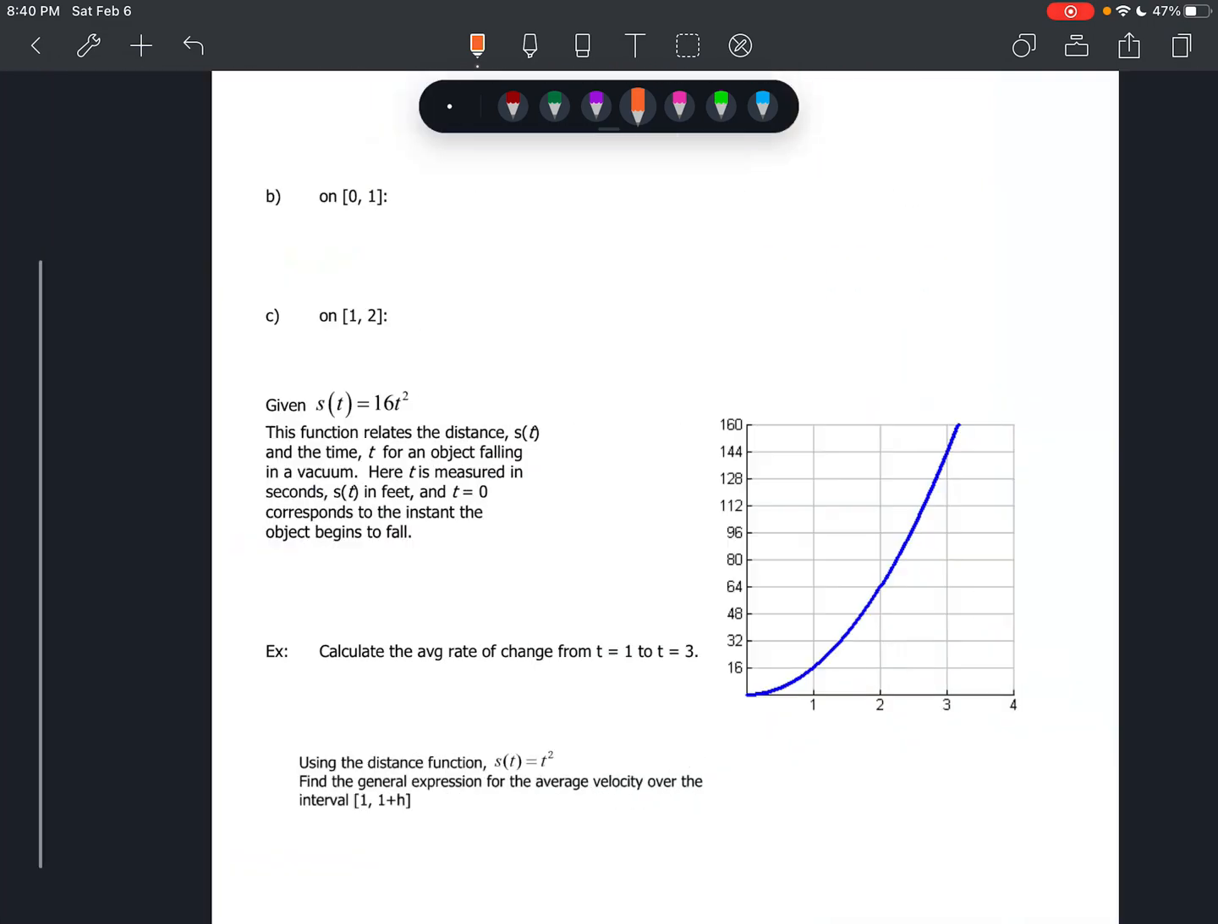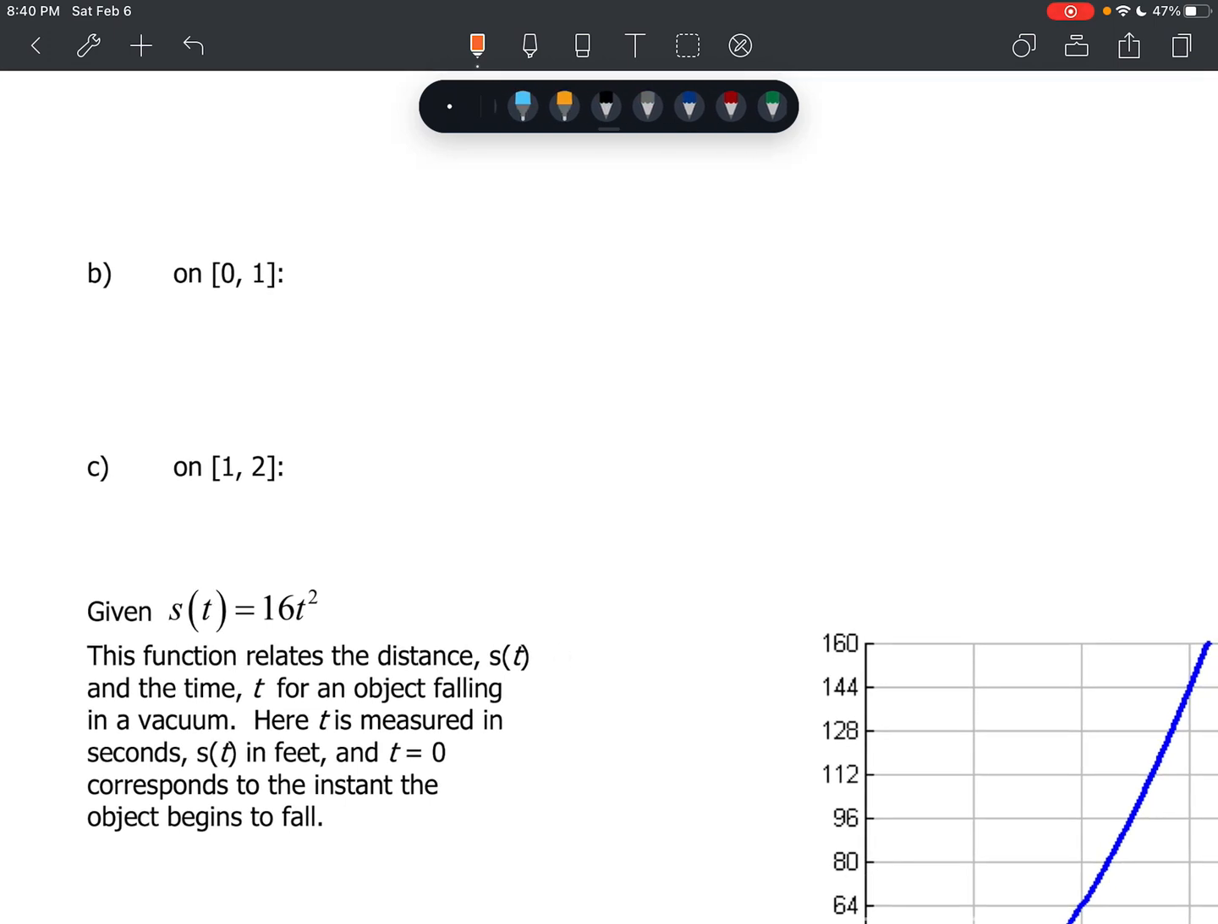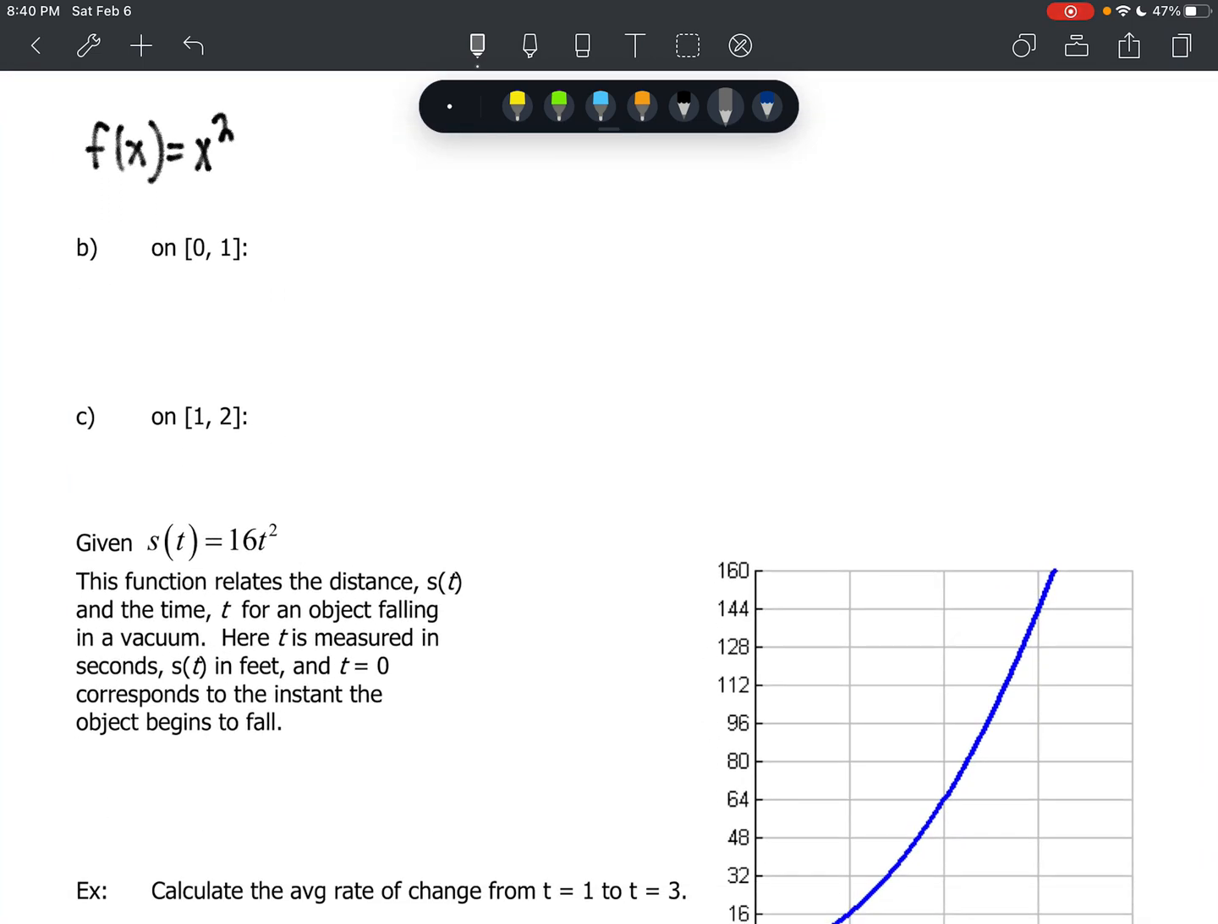Okay, let's try another. On the interval from 0 to 1, I'm going to rewrite the function f of x equals x squared. On the interval from 0 to 1, our first step is to create our ordered pairs. So we're going to have an ordered pair with x being 0 and an ordered pair with x being 1. Those values came from the interval.